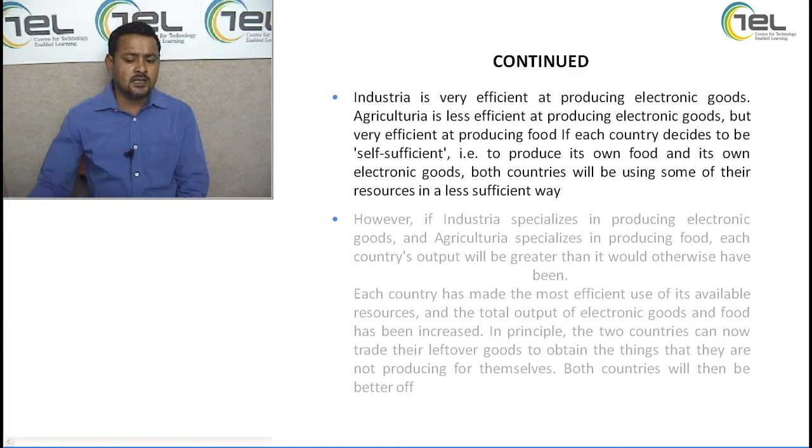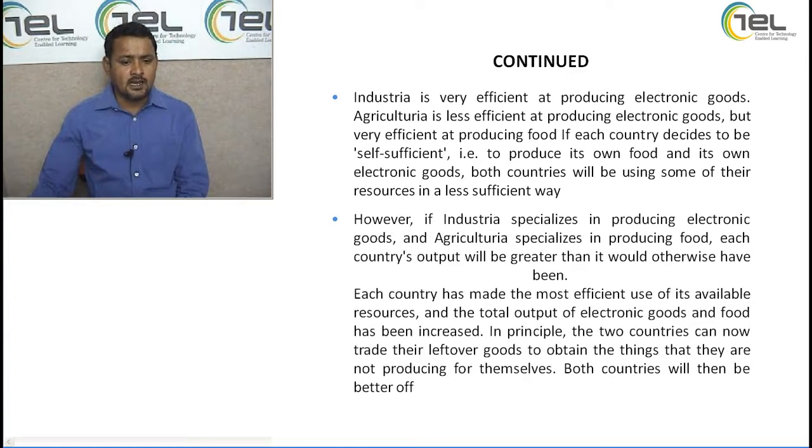However, if Industria specializes in producing electronic goods and Agriculturia specializes in food products, each country's output will be greater than it would otherwise be. Each country can make efficient use of available resources, and the total output of electronic goods and food products would be increased because they're not working for self-sufficiency anymore. The two countries can now trade the surplus goods to obtain the things that they are not producing for themselves. So whatever they are not producing for themselves, they will purchase from the other country. So both countries will then be better off.